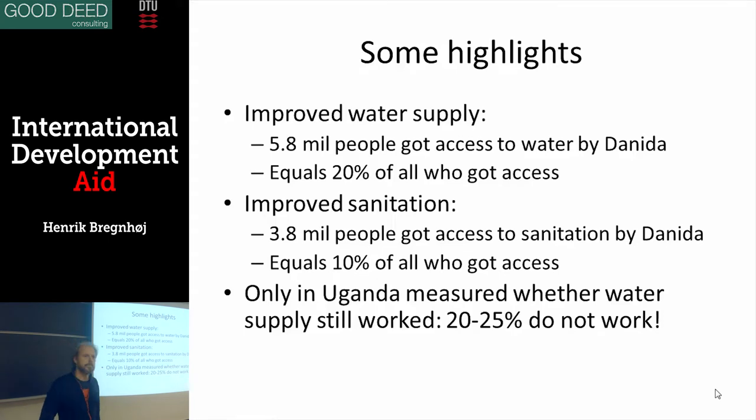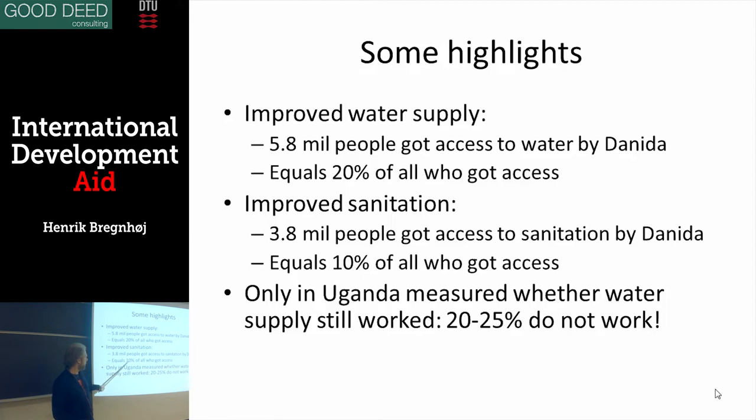Christian? Yeah? So equals 20% of all the projects, is that a worldwide effort that Denmark has 20%? It is in one country, in Uganda, for example. If we look at all those who got access to water supply in that period, the Danida projects were responsible for about 20% of it. It's just to show that they are a major player in the area, in those countries where they work.